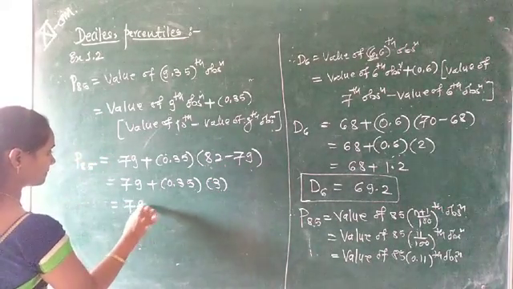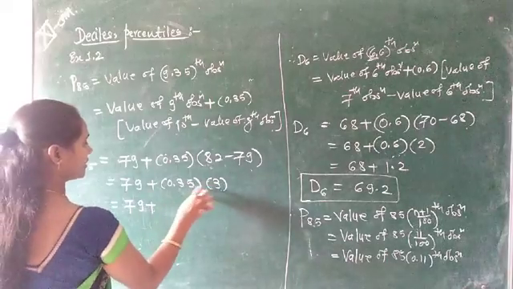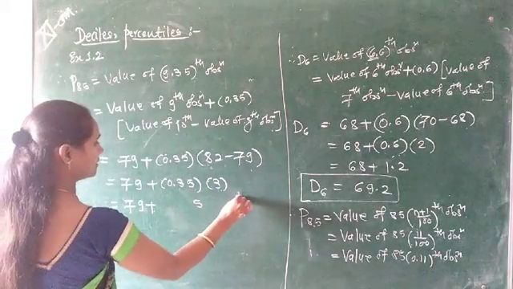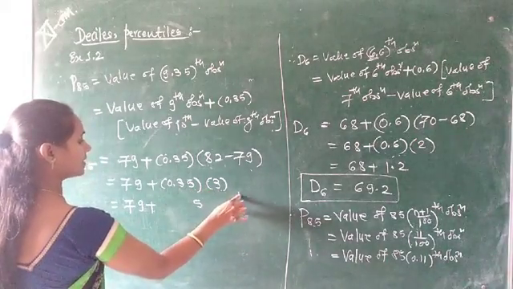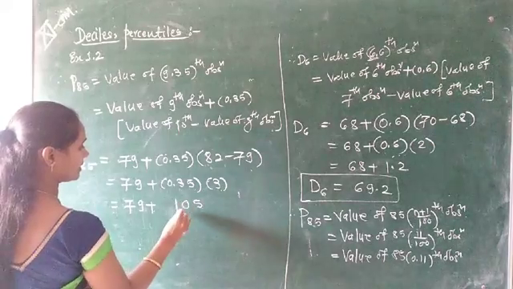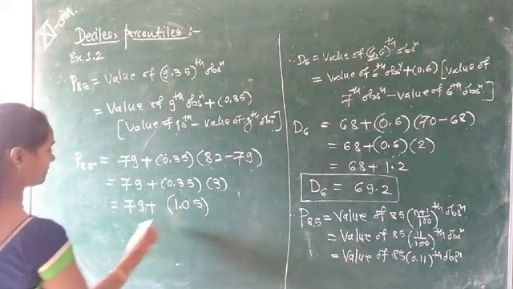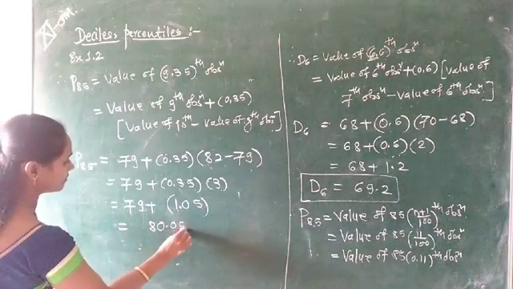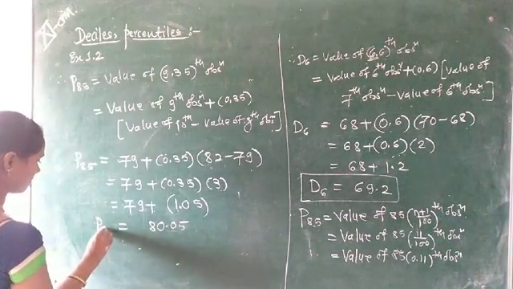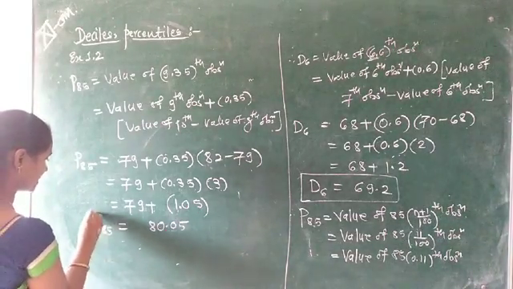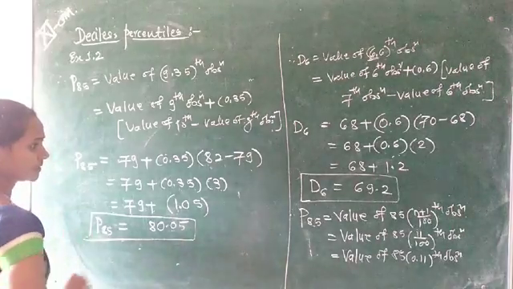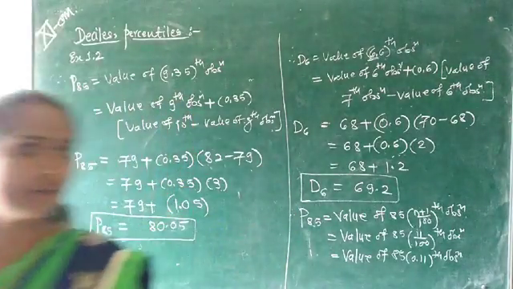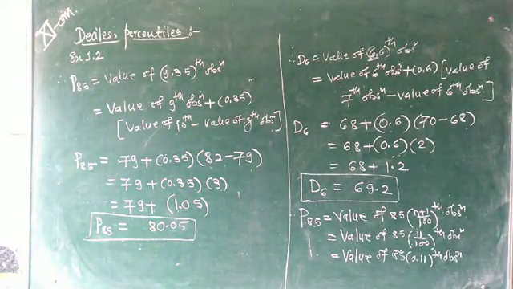Now multiply 35 by 3. 5 3s are 15, 1 carry, 3 3s are 9, 9 plus 1 is 10, so 1.05. That is 79 plus 1.05, which is 80.05. So P85, the 85th percentile, is 80.05. This is the 6th decile and this one is the 85th percentile.